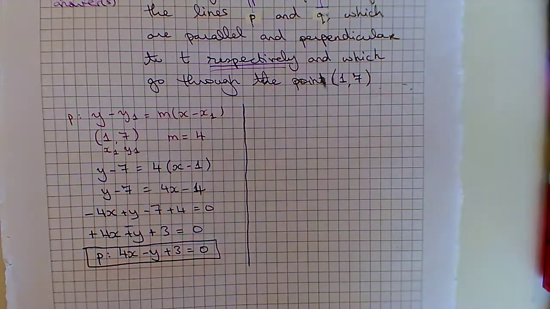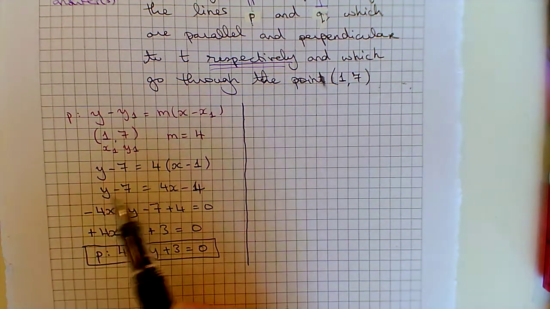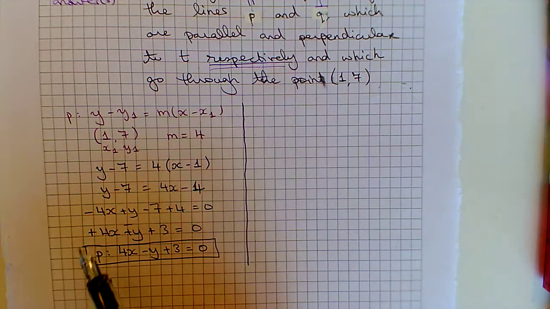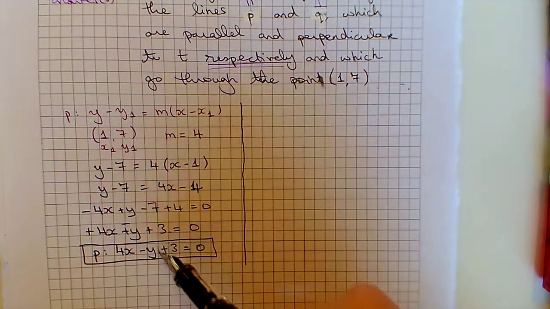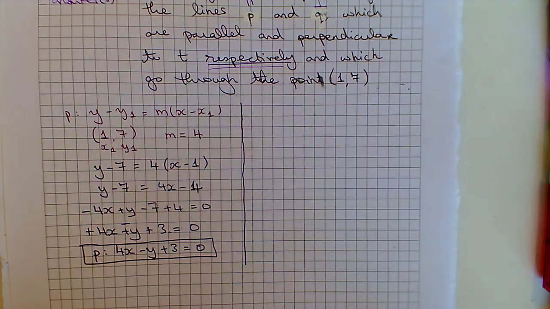Would I get full marks if I wrote this as y equals mx plus c? I would. I absolutely would. So I could have just said the minus 7 over here, and I would have had y equals 4x plus 3 on the other side, which you can see if we rearrange this, we'll get that same answer.